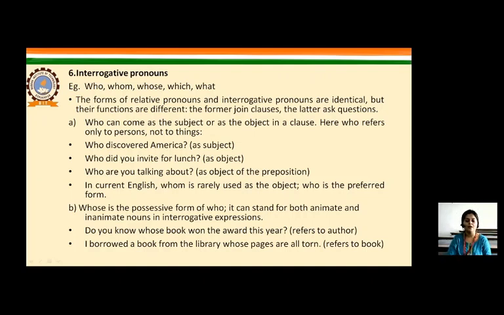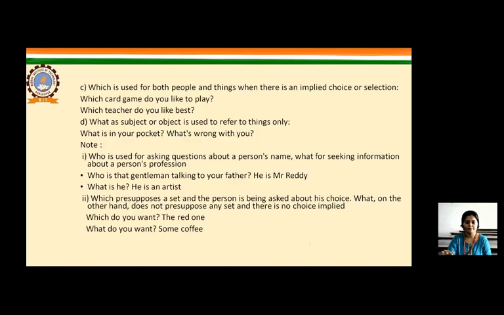Similarly, you have I borrowed a book from the library whose pages are all torn. So here you are referring to a book whose pages are torn. So the answer will be one particular book or the name of the book whose pages you got and they were torn. So again a proper noun will be the answer to this particular question. In this way we use the interrogative pronouns.